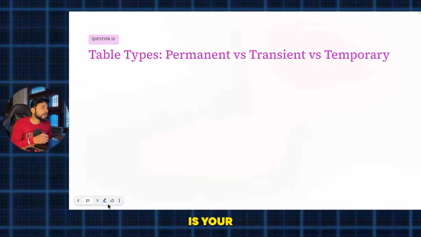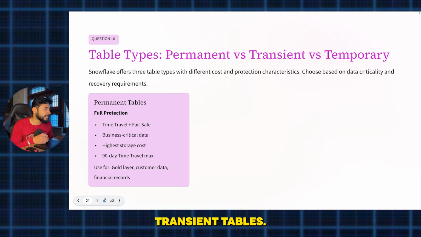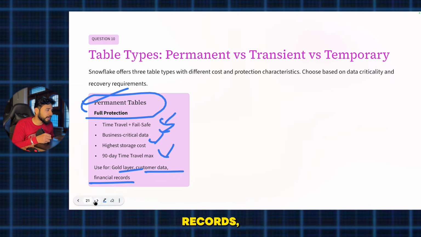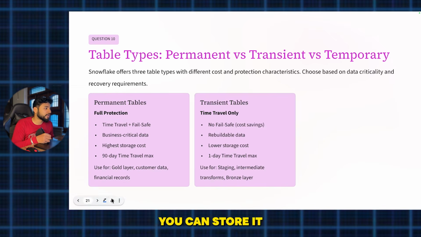Next is the 10th question: permanent versus transient versus temporary tables. What are these tables? There are different kinds of tables. A permanent table is a full protection table: time travel can happen, fail-safe is there, business critical data is stored there, and storage cost is high. You can do up to 90 days of time travel on this. Majorly we use it for the gold layer, customer layer, or financial records, whatever you have to store.